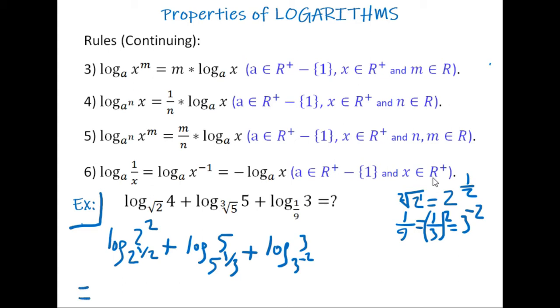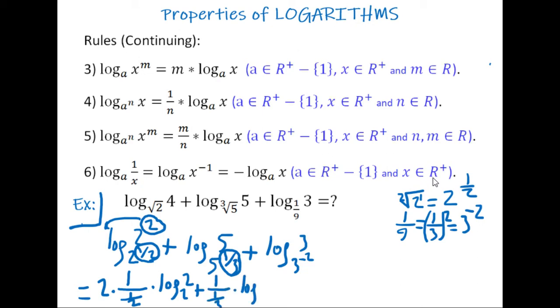And it's going to be equal to, again, that 2 is going to come to the front as a multiplication, 2 times. That 1 divided by 2 is going to come as a denominator, so it's going to be 1 divided by 2 times the rest, logarithm of 2 in base 2, plus. And that 1 divided by 3 is going to come to the denominator, so it's going to be 1 divided by 3 times logarithm of 5 in base 5, plus, and that negative 2 is going to come to the denominator again, 1 divided by negative 2 times logarithm of 3 in base 3.